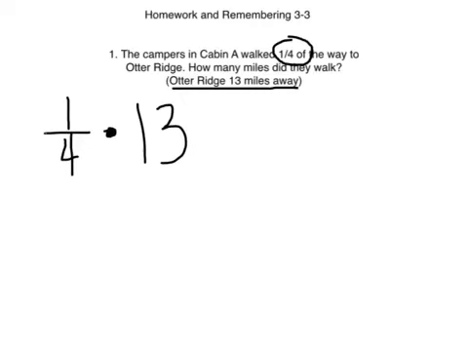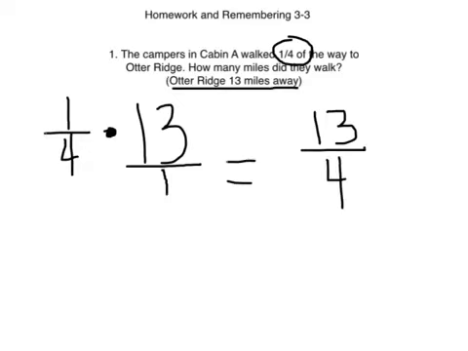Alright? So if we're doing 1/4 of 13, we know that there's always a 1 underneath every whole number, so we can think of it that way. And we have 13 fours. Because 1 times 13 is 13, 4 times 1 is 4. So they went 13/4 miles. And we're going to leave it just like that because in the directions it says to write your answers as fractions. And that is an improper fraction, so we have satisfied the directions.